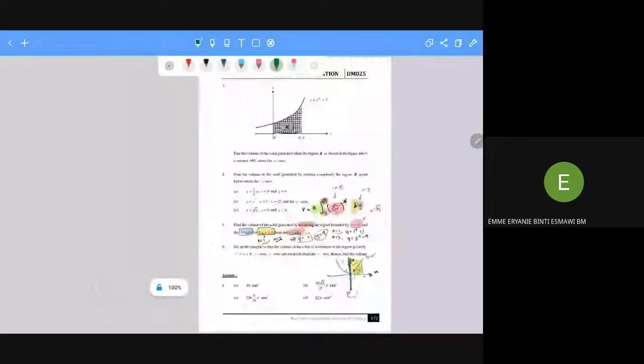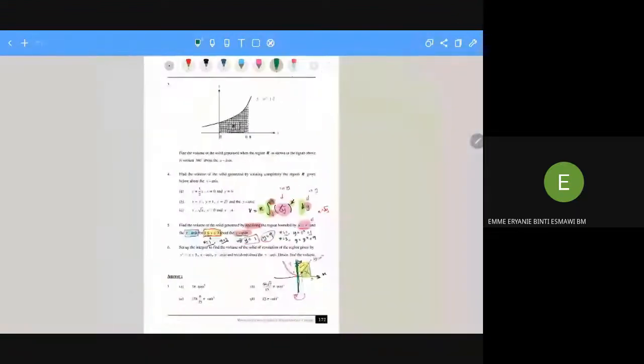Alright, so nampaknya volume tak ada soalan dah. Tak ada soalan dah.